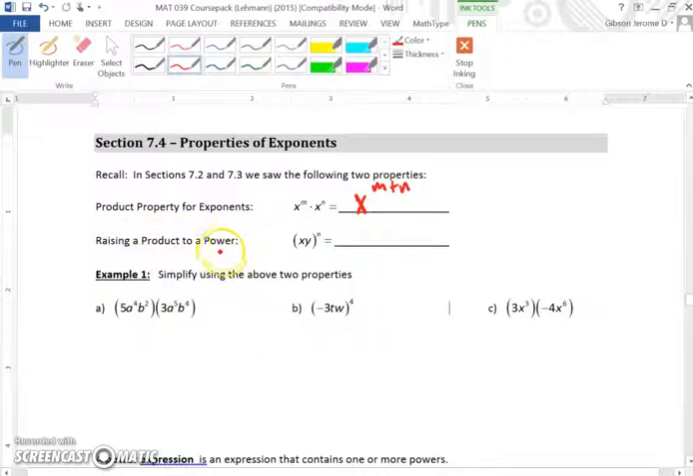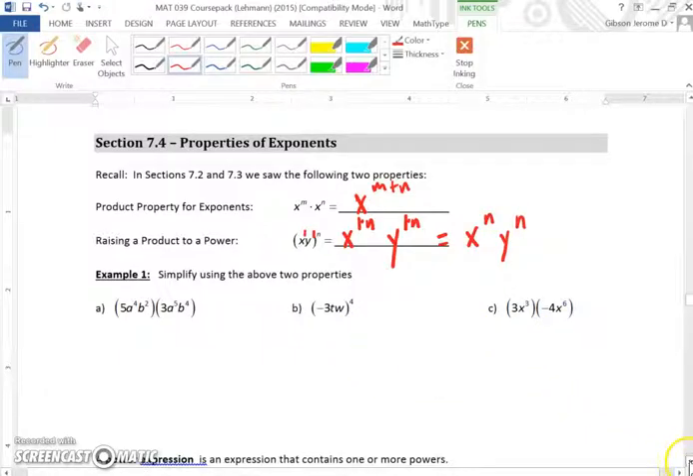Now, when you raise a product to a power, this is what happens. We have x times y in parentheses, but n is on the outside. We have to remember that the exponent of x is 1 and the exponent of y is 1. So this is saying that x and y are taken to the power of n. So what you would do here, you have x to the 1 times n times y to the 1 times n. So that means you multiply those exponents. So it'll end up being x to the n, y to the n.